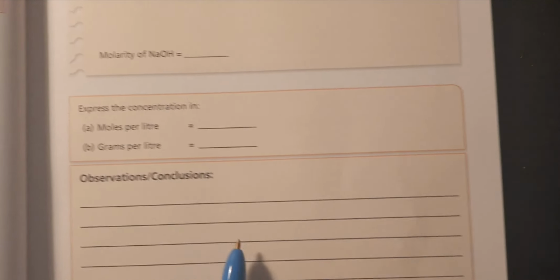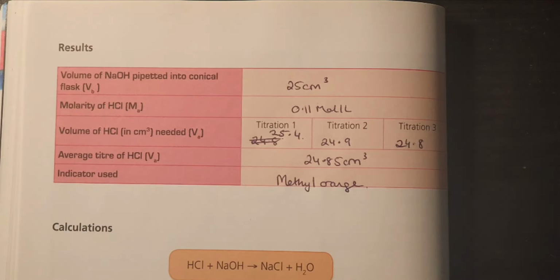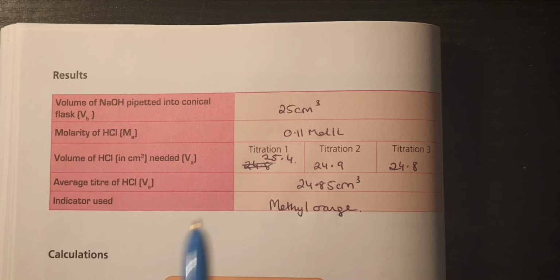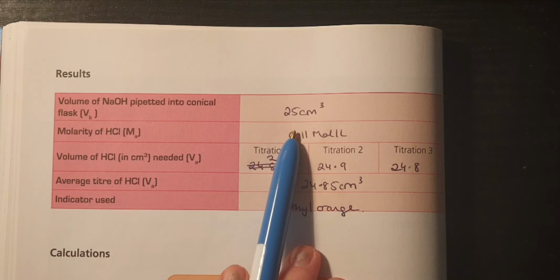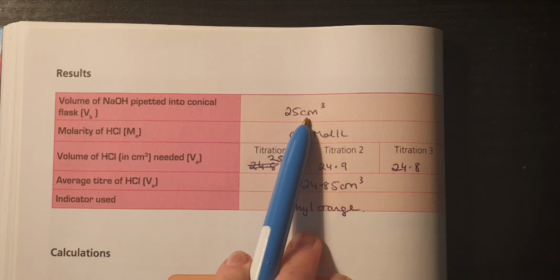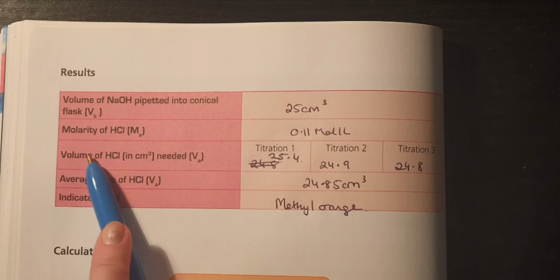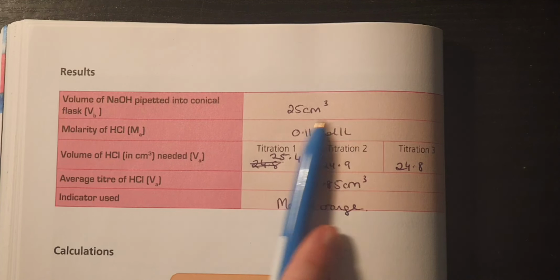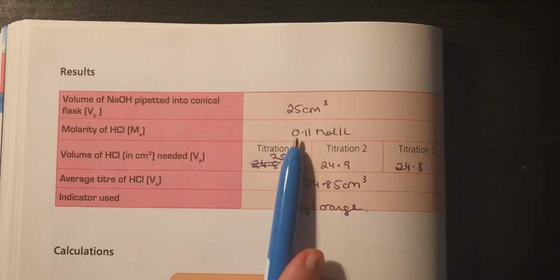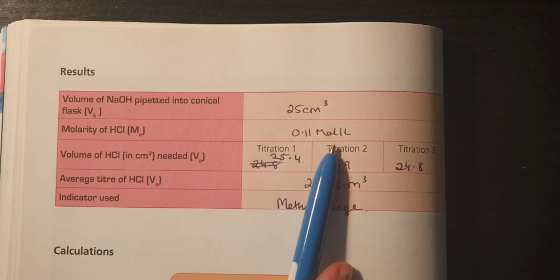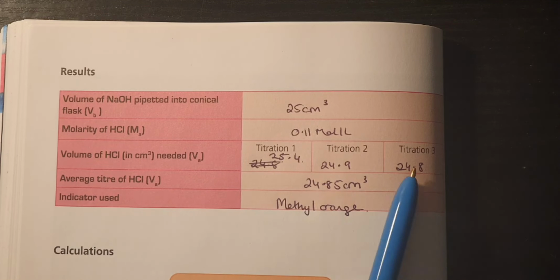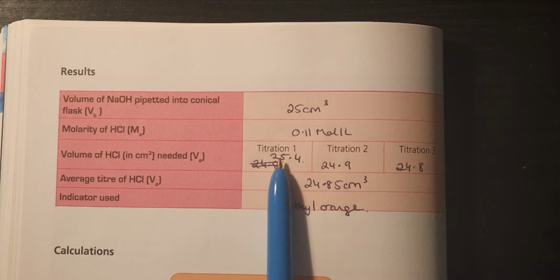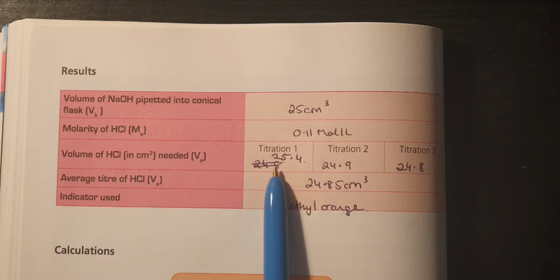So if we flick to where we're going to fill in the little pieces of information here. The volume of NaOH, this is our base, so it's going to go into the conical flask, which we pipetted when we were measuring it, which is going to be 25 centimeters cubed. The molarity of the HCl, again, this figure is from your previous titration, so I have 0.11 moles per litre in mine. The volume of HCl needed is going to be different depending on what your titration was like. But in this one, you see that they've overshot. This is their rough titer.